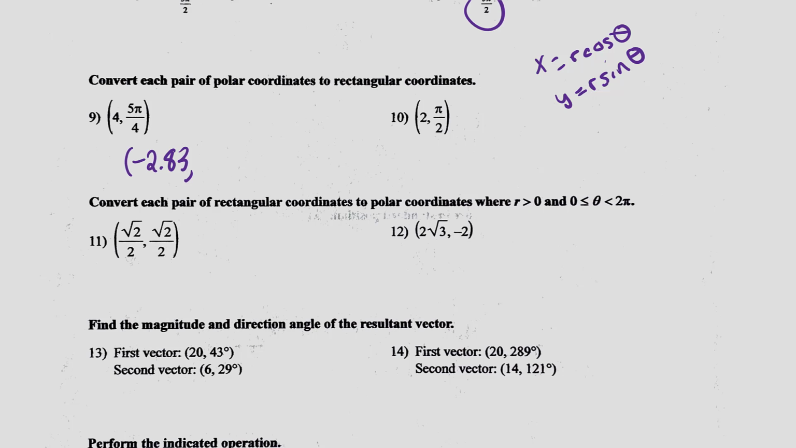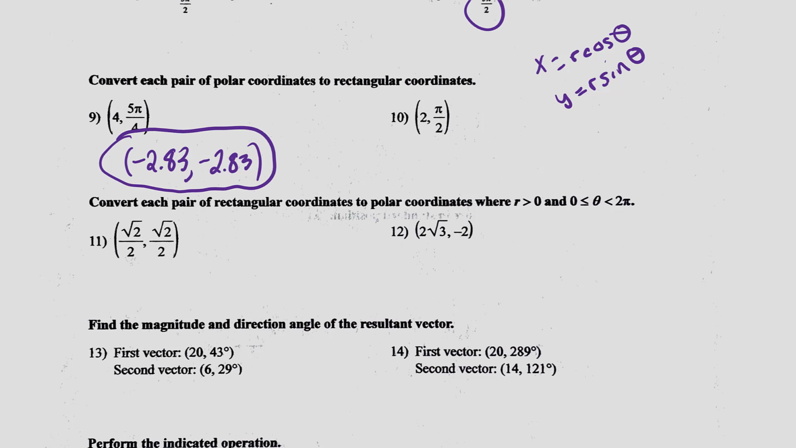And then I'm going to do the same thing but with a sine instead. Oh, interesting. That's also negative 2.83. If we'd drawn a special right triangle, we probably would have noticed that those were going to be the same, because 5 pi over 4 is some version of a 45, 45, 90.